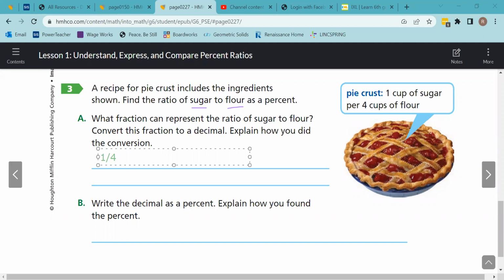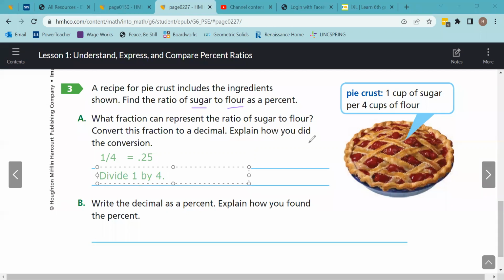Convert this fraction to a decimal. Explain what you did for the conversion. Well, a lot of you know that 1/4 is 0.25, right? Because a quarter of a full 100 is 25 cents, or 25 over 100. Explain how you did that. Some of you just know this, but you can divide 1 by 4. And I'll show you. You get 25 hundredths.